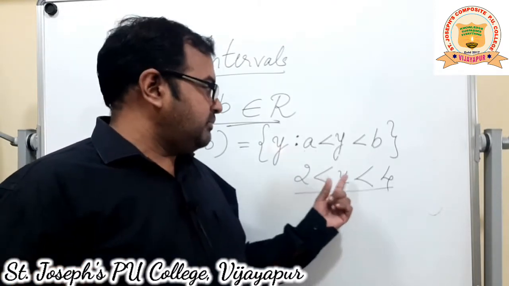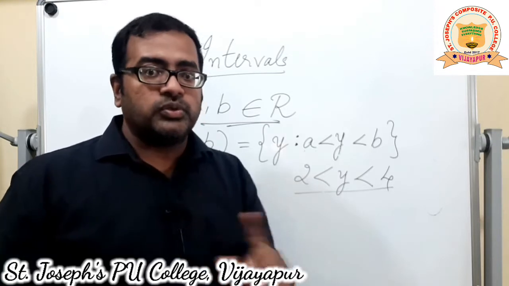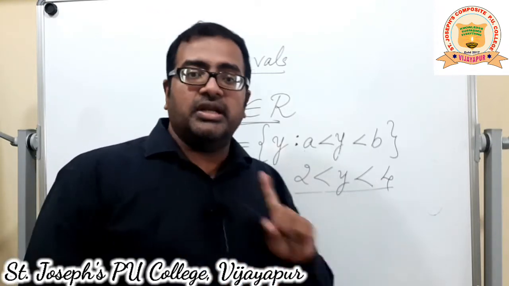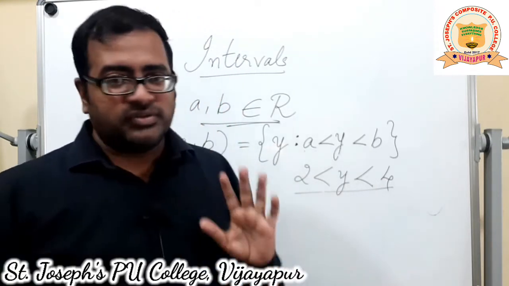Because strictly the number should be greater than 2. It cannot be equal to, greater than 2. And it should be strictly lesser than 4. Which are the numbers? Only 3.